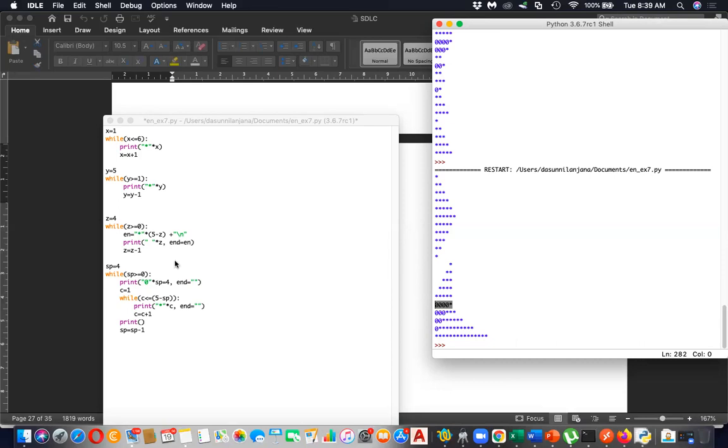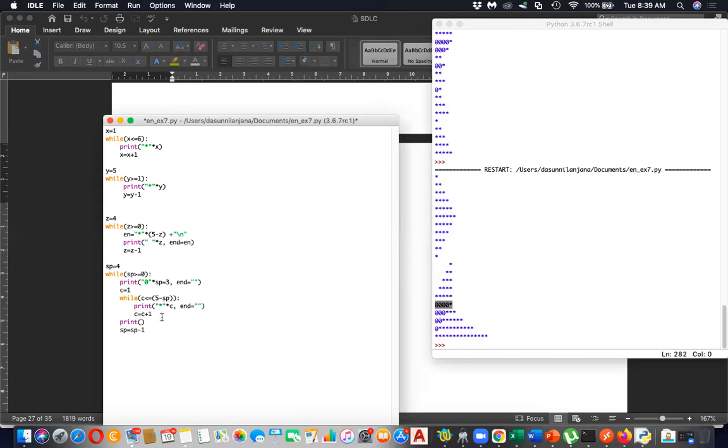In the second line, you can say 0, and you can see SP equal SP minus 1. No, it has applied. So SP will be 3 now. So you'll get 3 spaces. And here this SP will also become 3. 5 minus 3 is 2. Then C is 1, C less than or equal to 2. Print 2 asterisks.